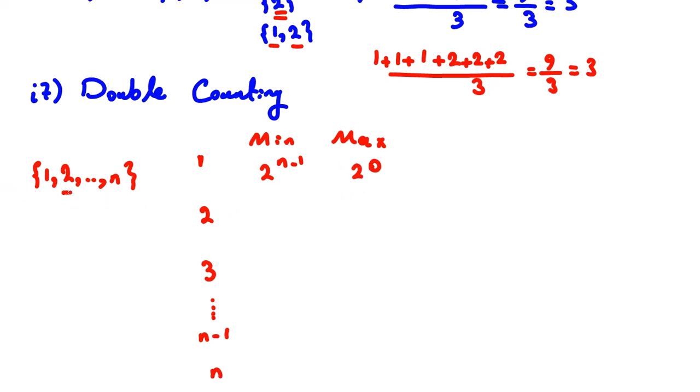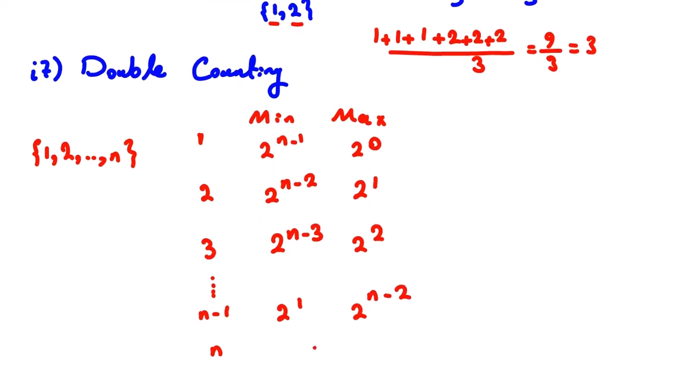For 2, how many times? We select 2 as minimum, so 2 to the n minus 2. When 2 is maximum, 1 can be selected or not, so 2 to the 1. Similarly, this one is 2 to the n minus 3, and 2 squared. And for n minus 1 as minimum, it is 2 to the 1, because we can select n or not. Next, n minus 1 as maximum, 2 to the n minus 2. And for n as minimum, 2 to the 0, and as maximum, 2 to the n minus 1.